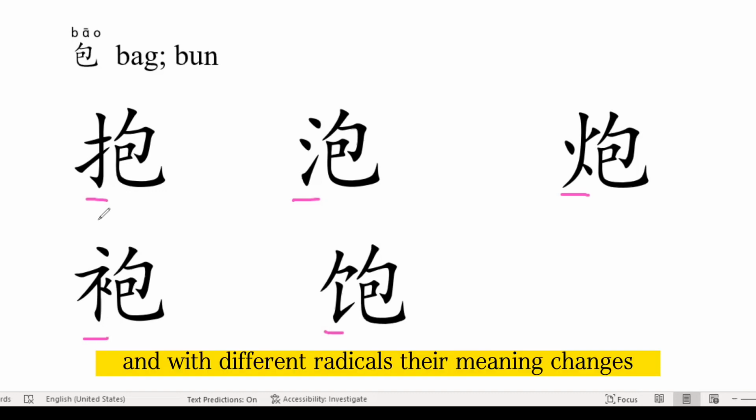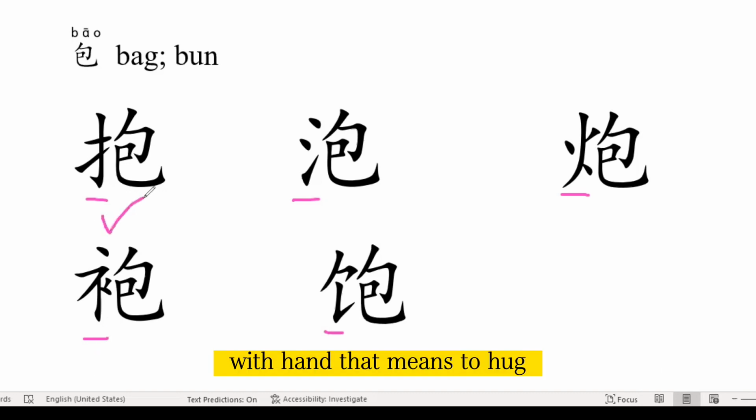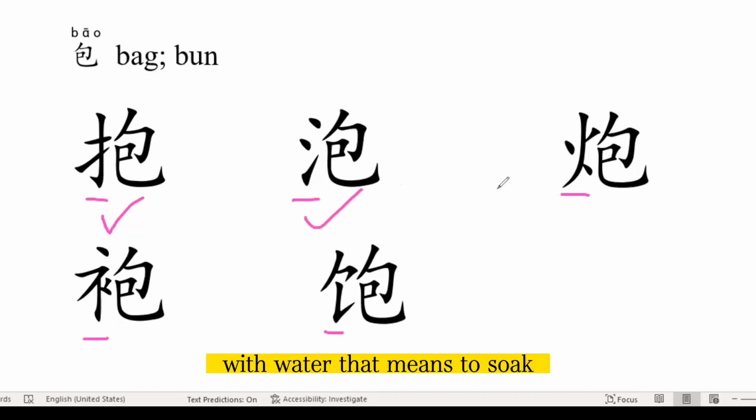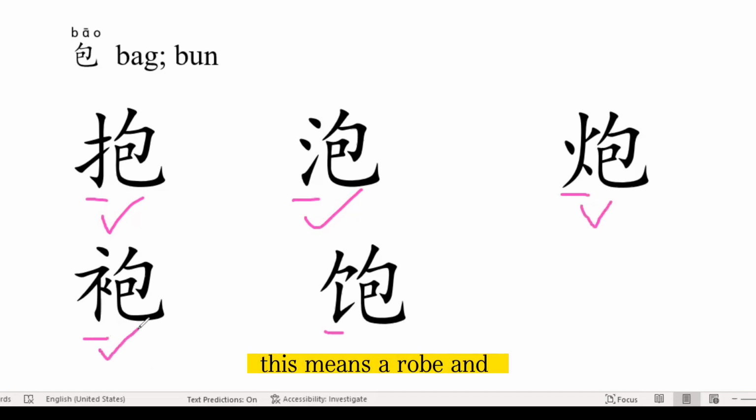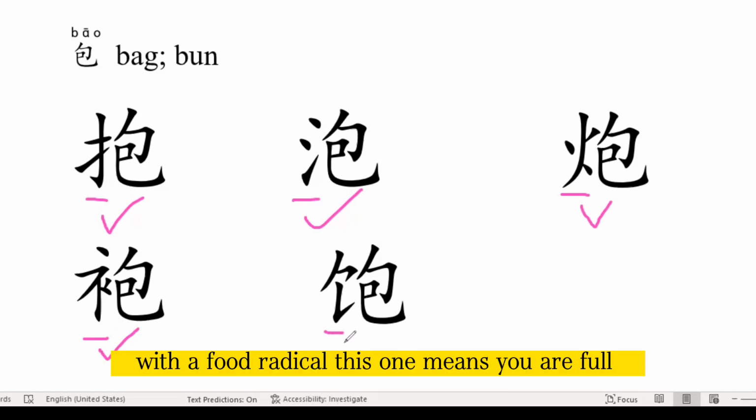And with different radicals, their meaning changes. With hand, that means to hug. With water, that means to soak. With fire, that means cannon. And with a clothing radical, this means a rope. And with a food radical, this one means you fall, right?